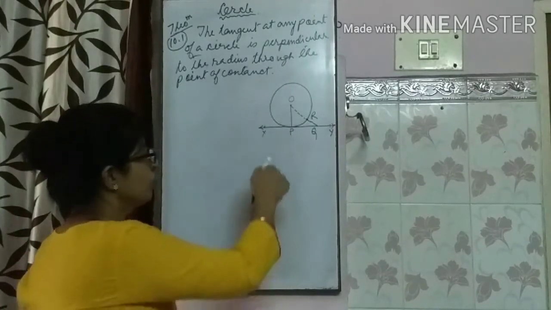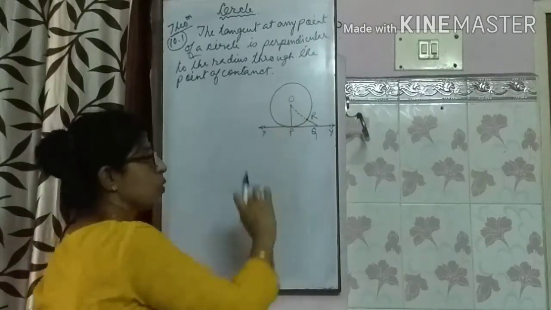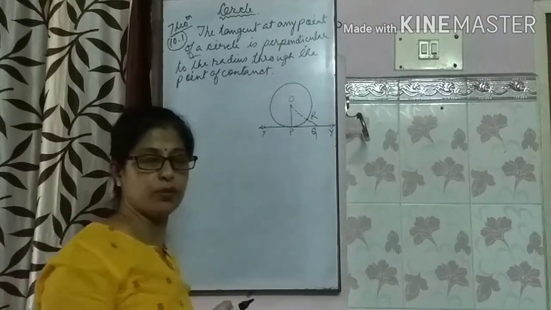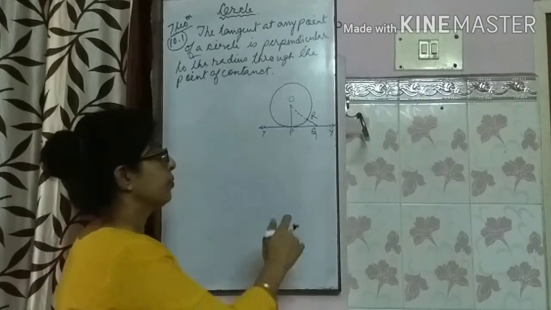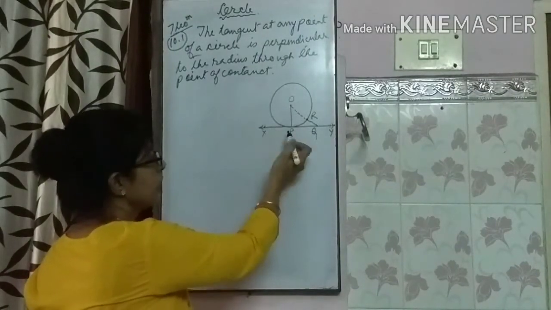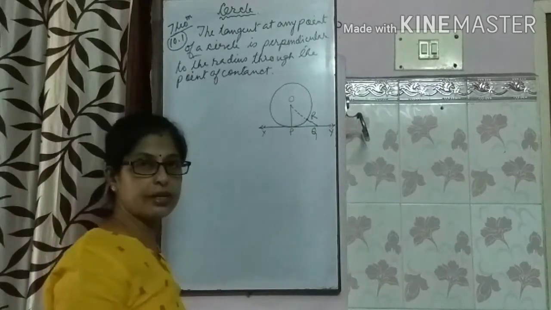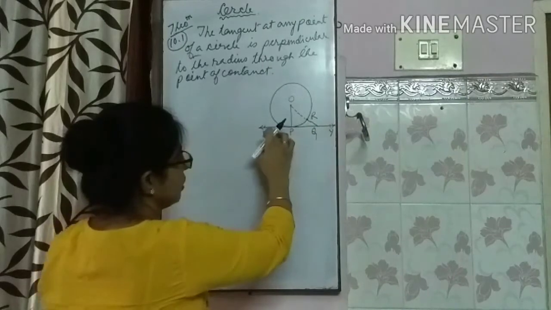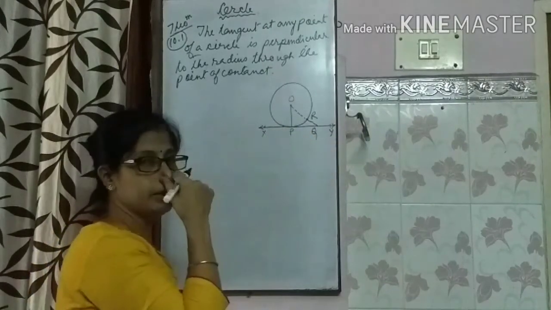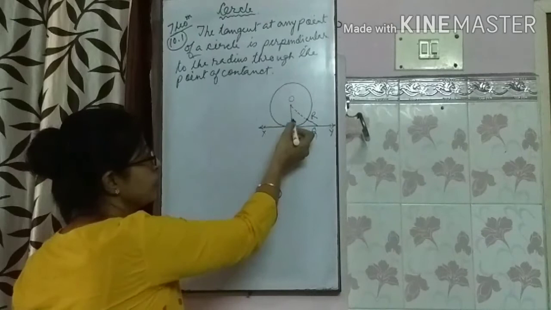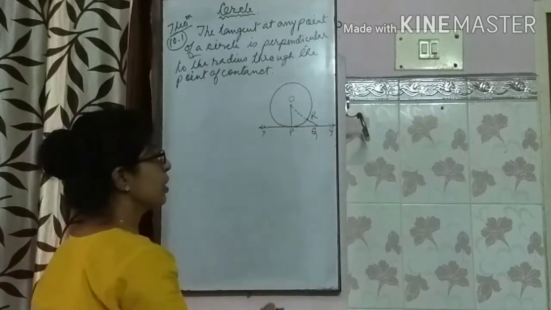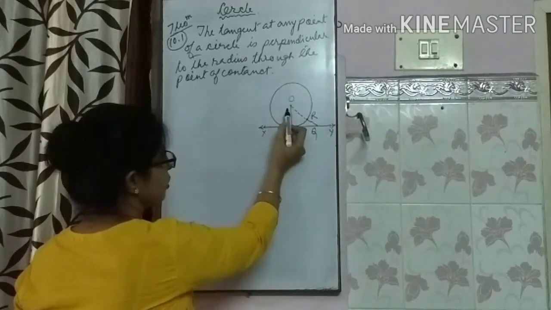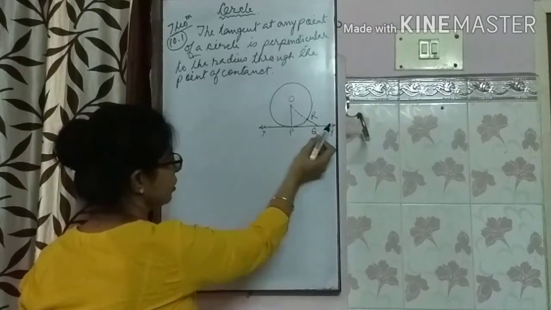Now for proving this, what is a perpendicular? Perpendicular is always the shortest distance from a point to a line. So if somehow we can prove that OP is the shortest line among all those lines drawn to any other points on the tangent, then it will be proved that OP is perpendicular to XY. We can draw lines anywhere. This side also we can draw many lines, and this side also.